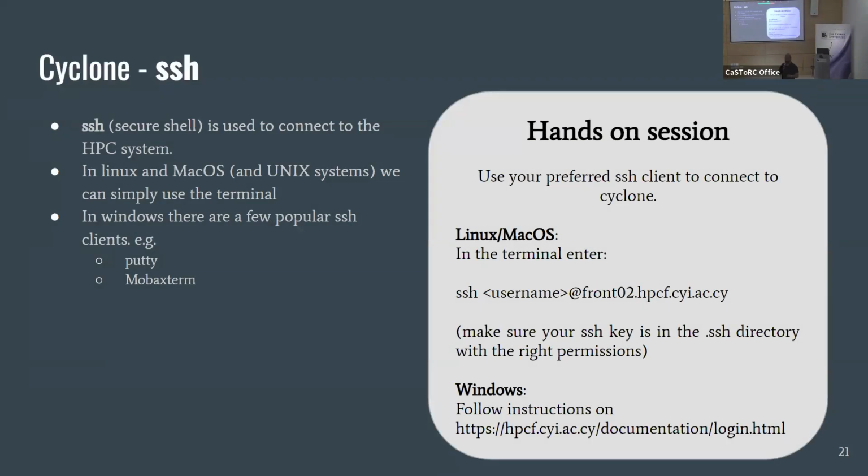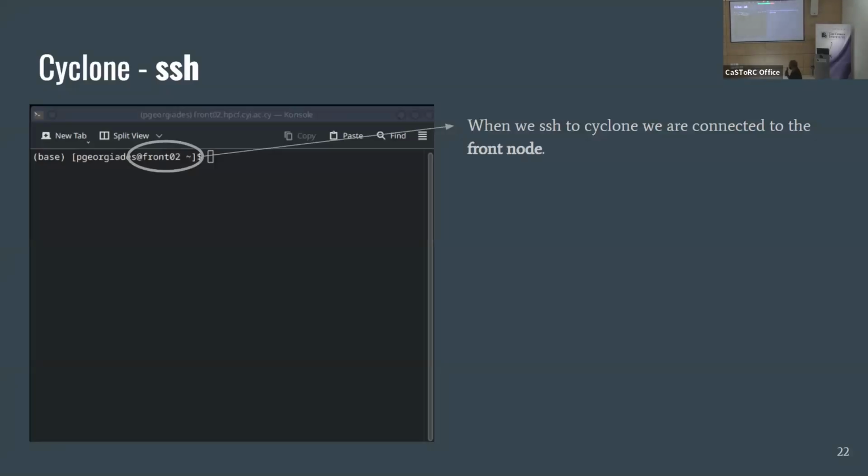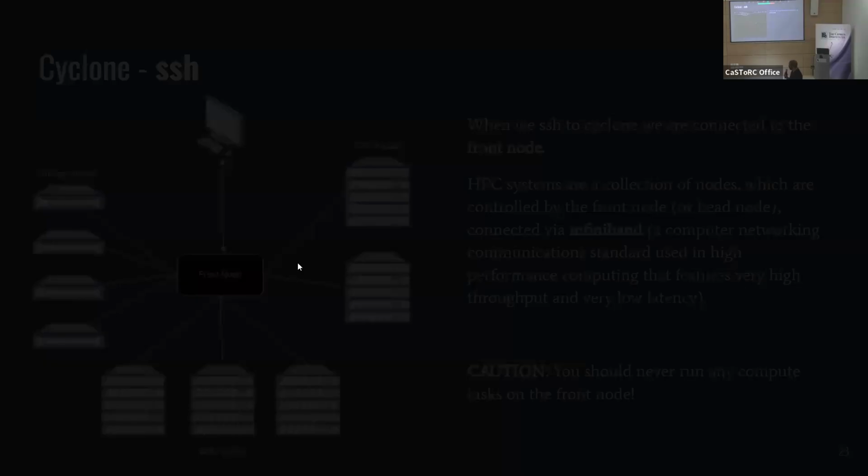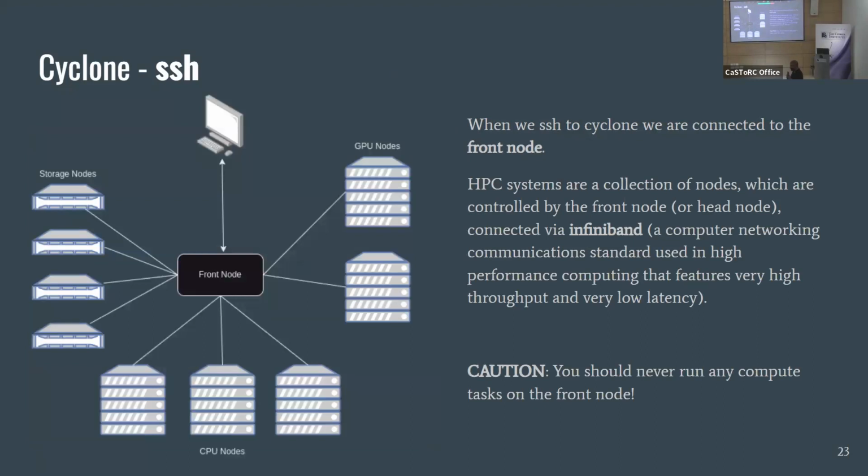Okay, now that's everybody connected, shall we continue? When you connect on Cyclone, you'll see there that you're connected on front02. That's called the front node of the HPC system. And basically, you connect to the front node and everything else is connected and controlled by that front node.